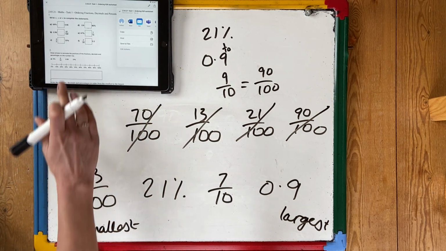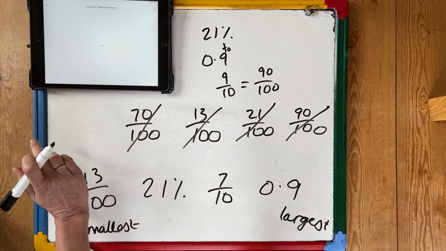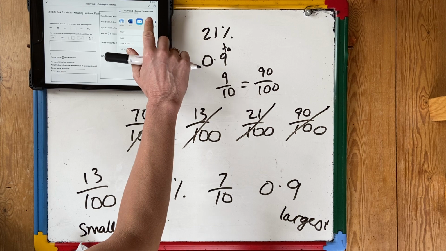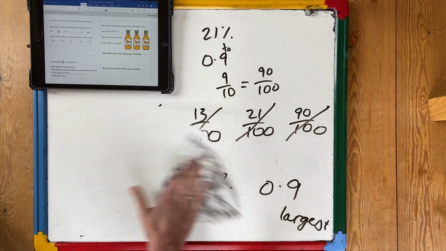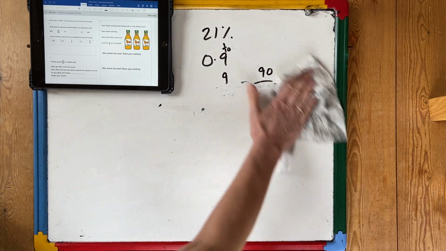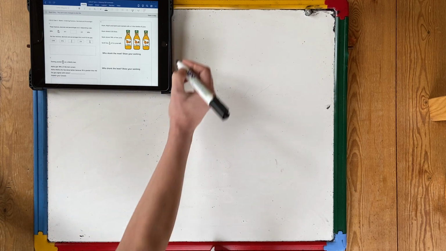So that's task 1. Task 2. Open in Word so that all the boxes line up correctly. So, task 2, question 1.